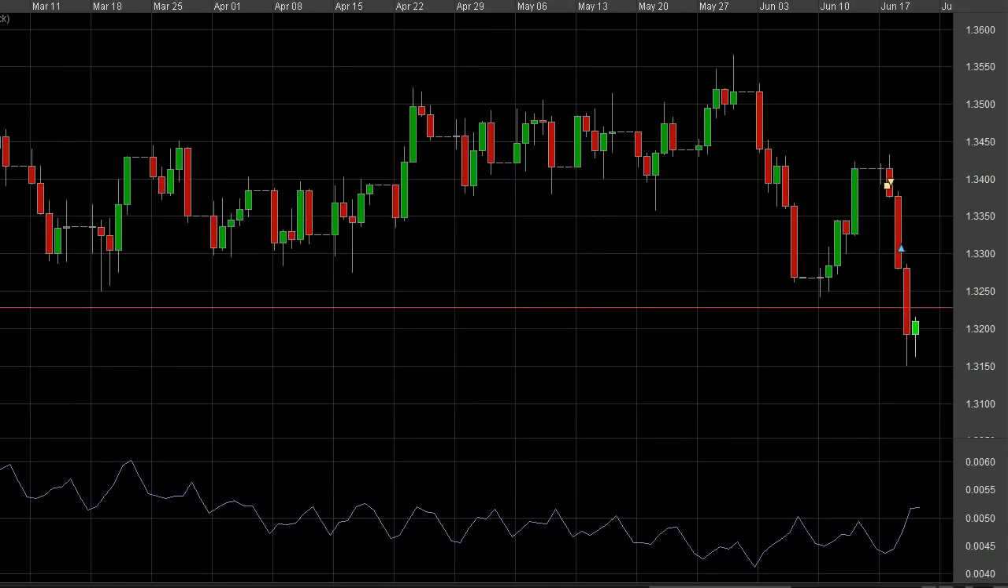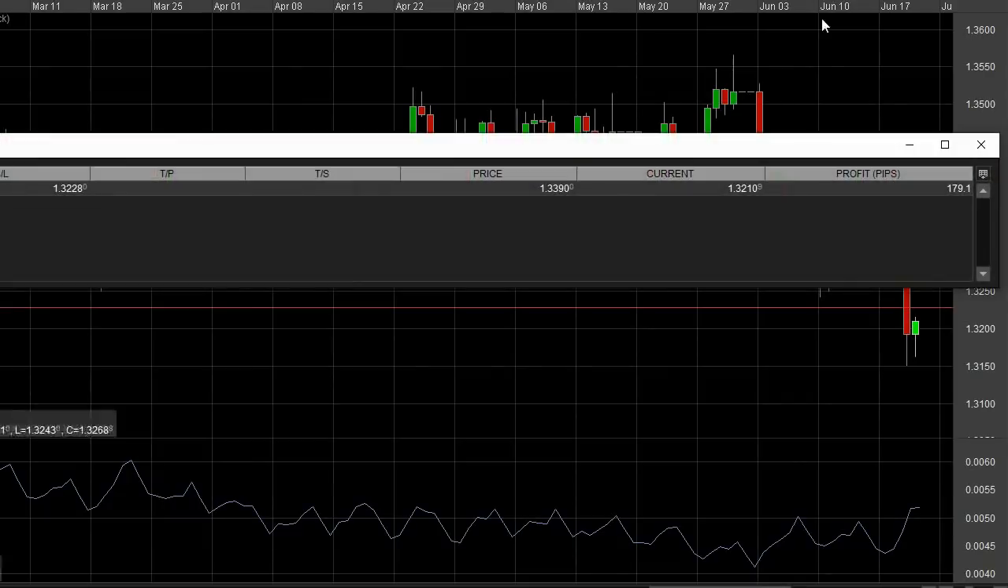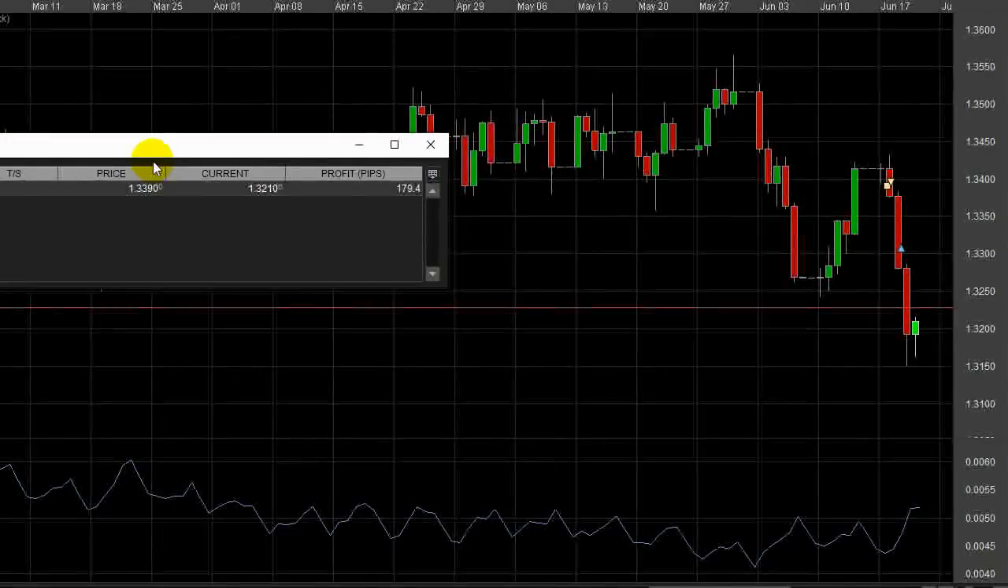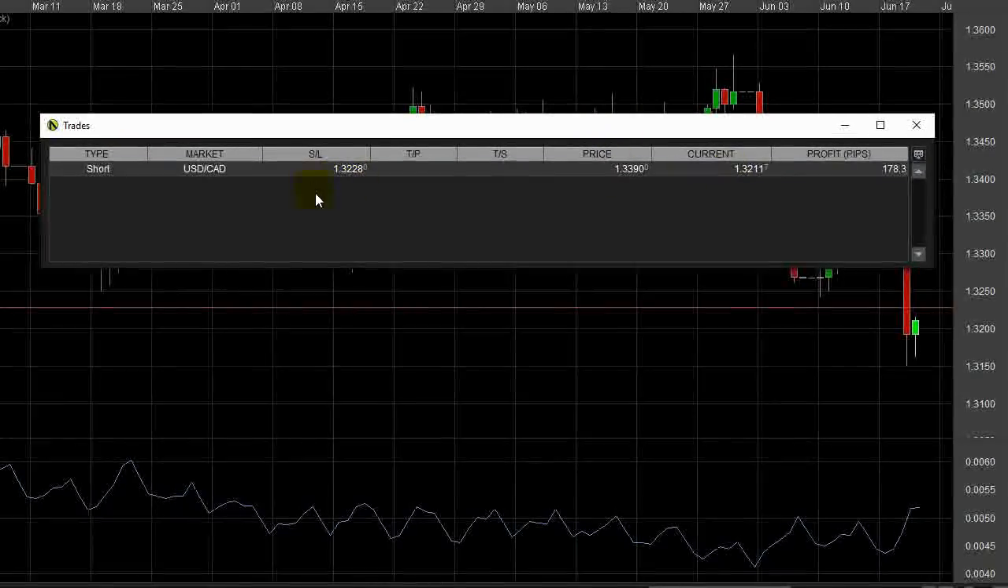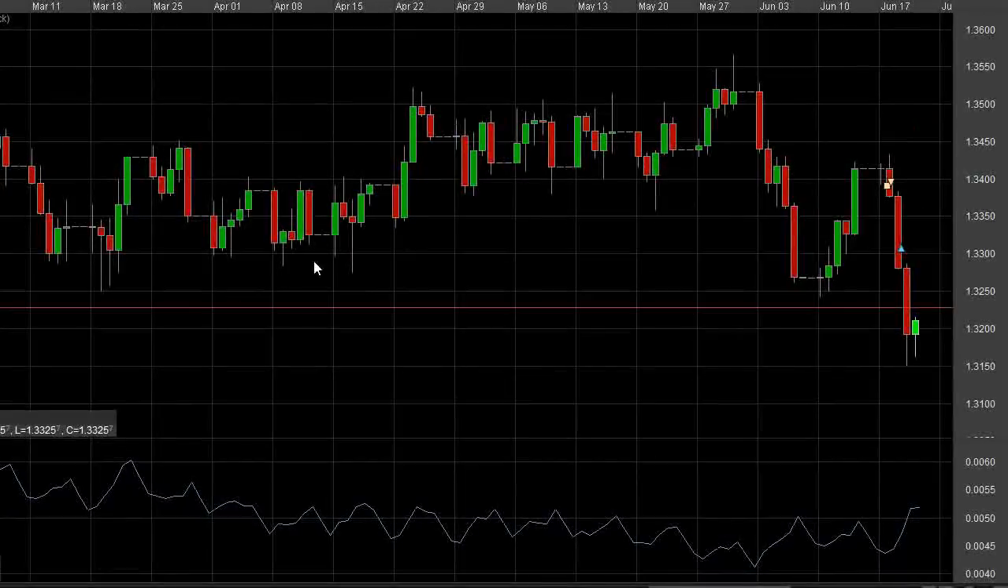So this is a live trade. Let me just bring this over here. You can see that we're still active in this trade. We're up 178 pips. This red line is the current stop. So let me just talk about why this is a trade, and then I want to talk about the stop.